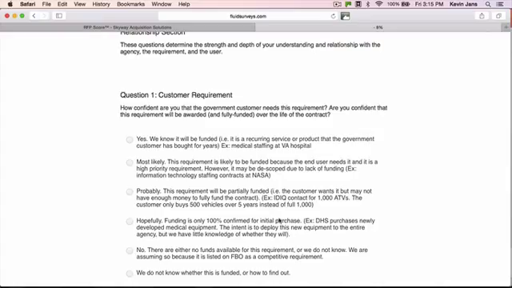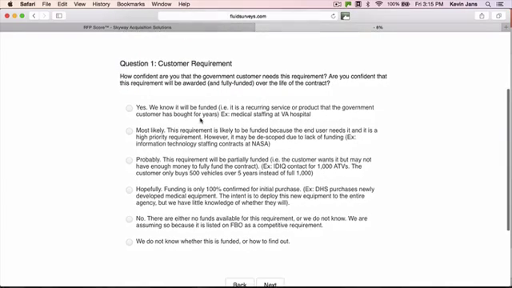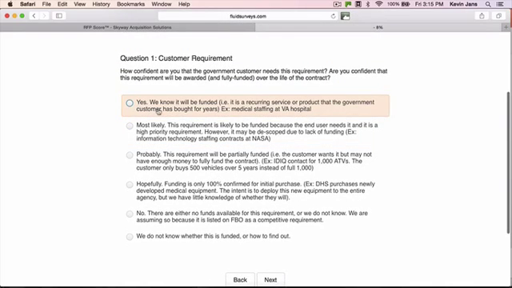The purpose of this one is how well do you know this is going to be funded? So for example, you'll see the specific question is how confident are you that the government's going to fund this for the whole life of the contract, right? One answer is yes, we know it will be funded. We're the incumbent. It's medical staffing at Veterans Administration hospitals that have always been recompeted. So it's extremely likely it's going to be funded.